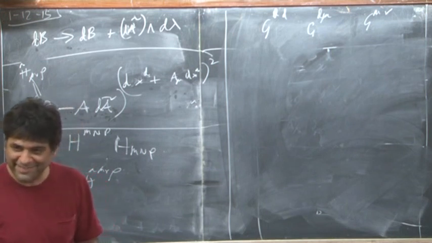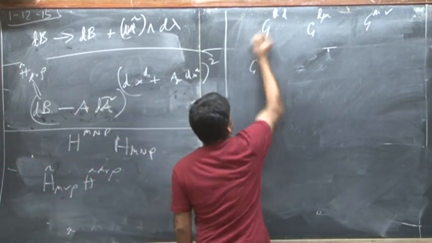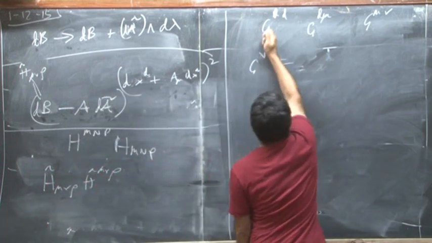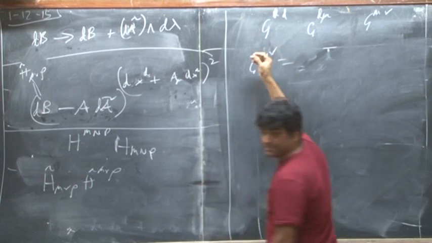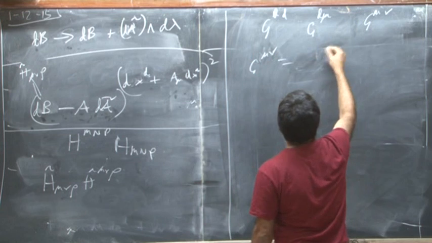Shall we work it out again? Yeah, give it. G mu nu. Is G mu nu up again? Reduce.